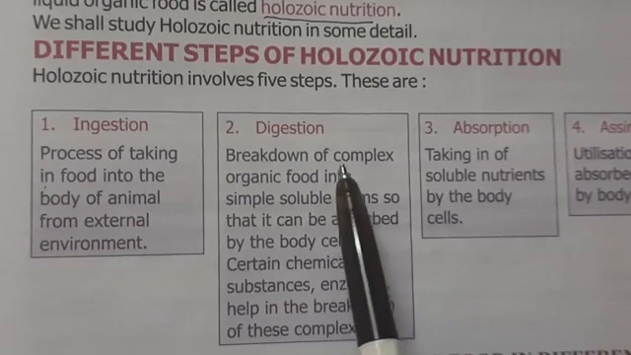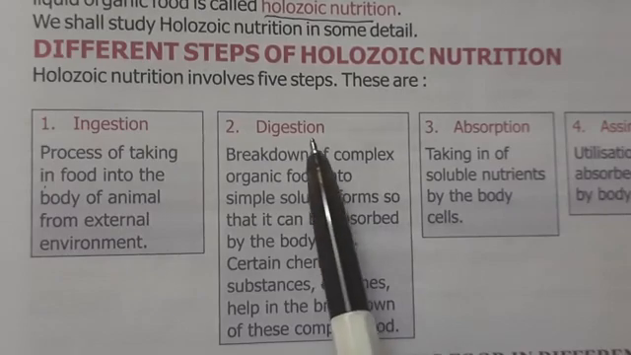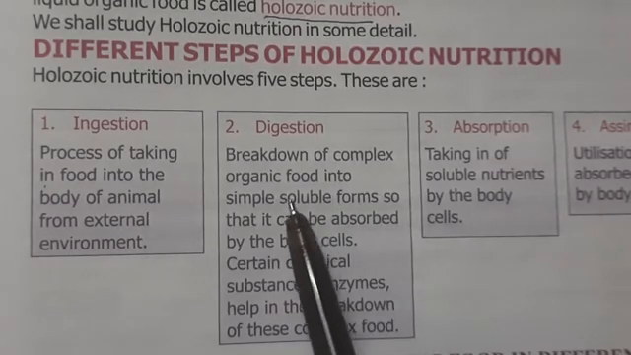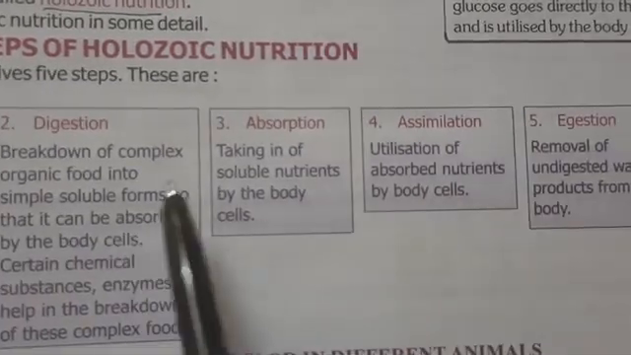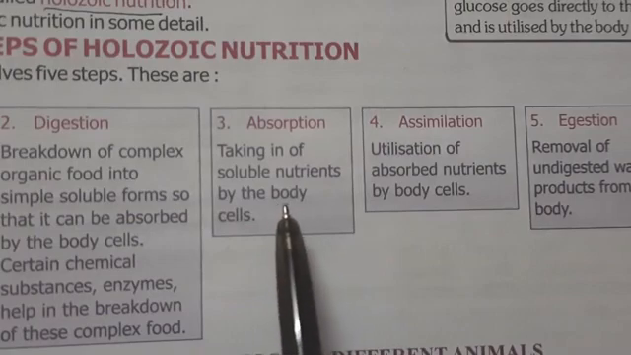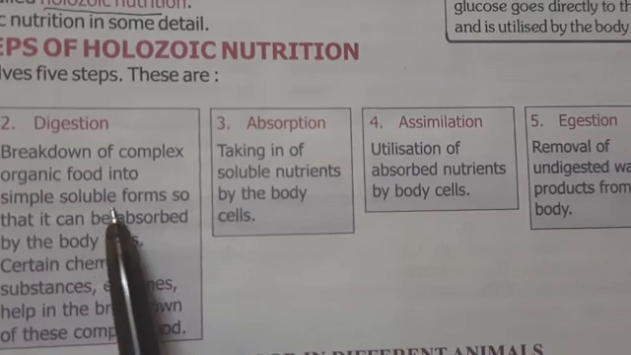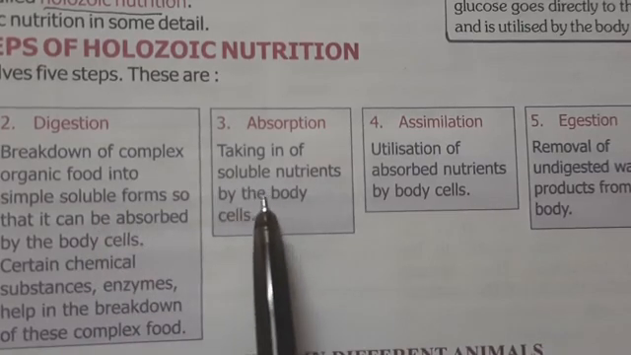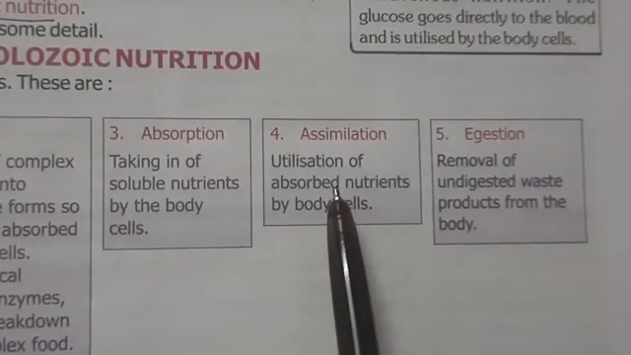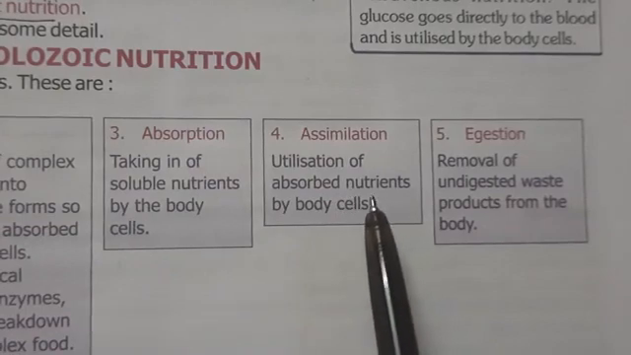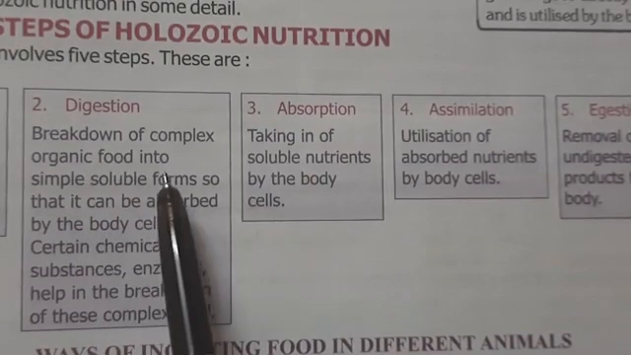Just now I told you our body cannot take complex material. Our body can only take simple forms. So in the process of digestion, the complex food material is broken down into simple substances. Then the third step is absorption, that is taking in of soluble nutrients by the body cells. That means whatever food is digested, from that soluble nutrients are taken by the body. The fourth step is assimilation, that is utilization of absorbed nutrients.